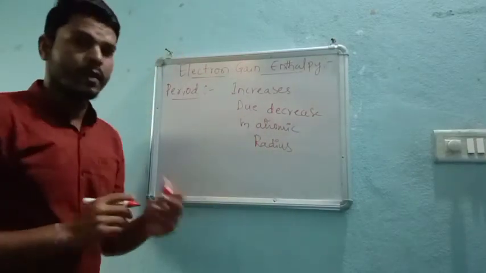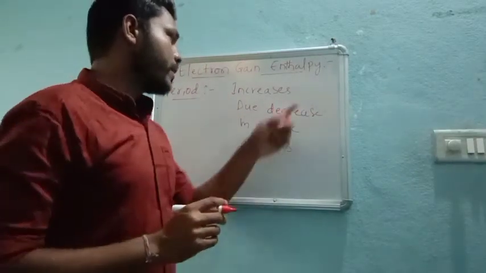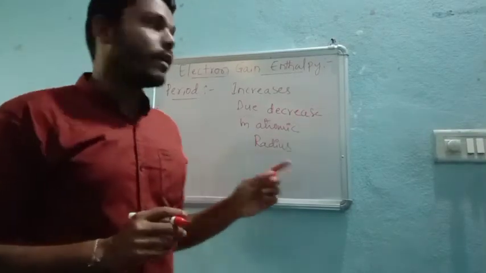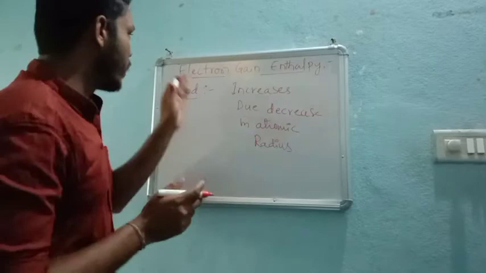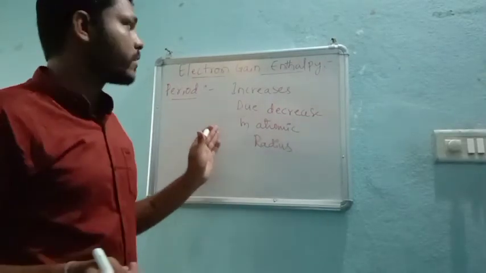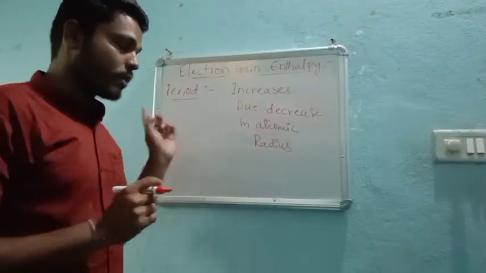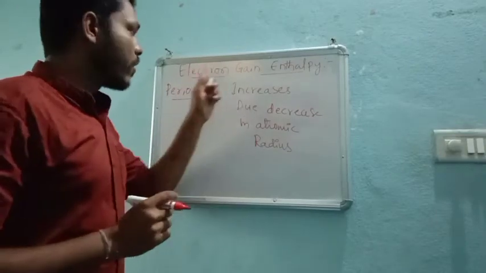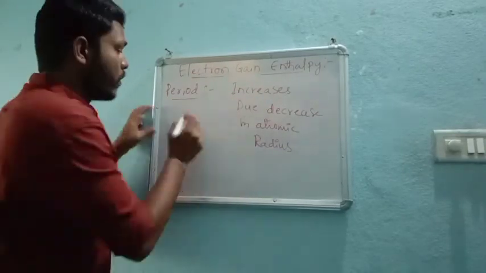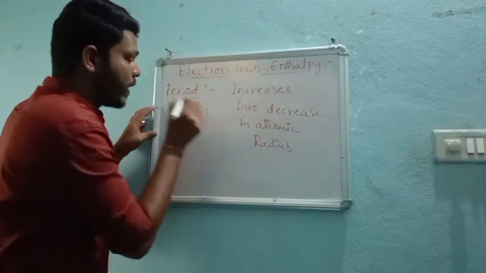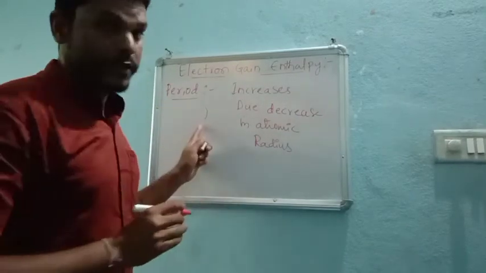So very simple. Like ionization enthalpy, the same character we can see in case of electron gain enthalpy. To understand these two concepts, ionization energy and electron gain enthalpy, we have to be very clear about the valence shell, right?